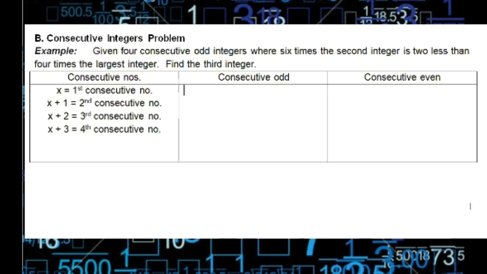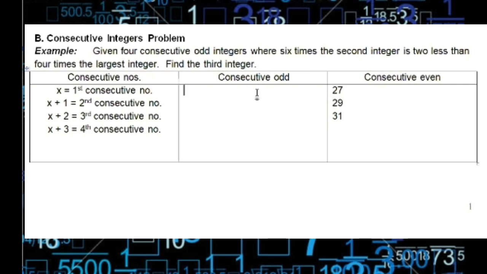O, paano naman pag consecutive odd numbers? Ano ang ating gagawin? So, example ng consecutive odd, lagay ako dito, 5, 7, 9, 11. So, magkakasunod yan na, tama? Pwede rin naman mag-start ako ng 27, 29, 31. Diba? So, kahit anong odd numbers.